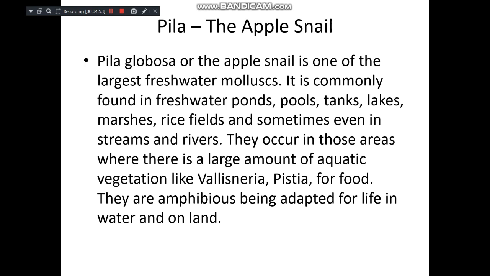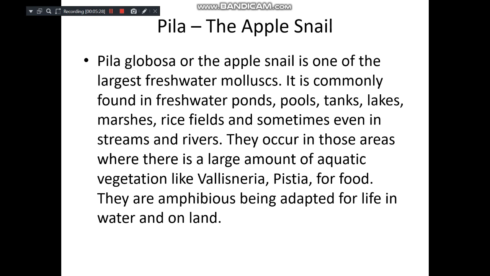swamps, everywhere you can find it, unless the water is polluted. That's a very, very important thing to remember: these molluscans are good indicators of pollution. If in a water body or on land you see many of these molluscans, that indicates it is not being polluted by either pesticides or industrial effluents. If the water is more polluted, you generally don't see them.